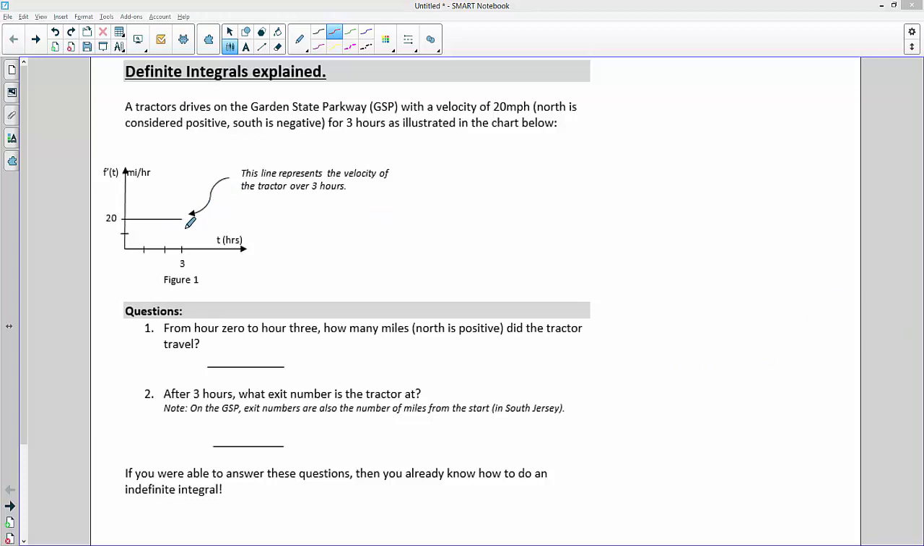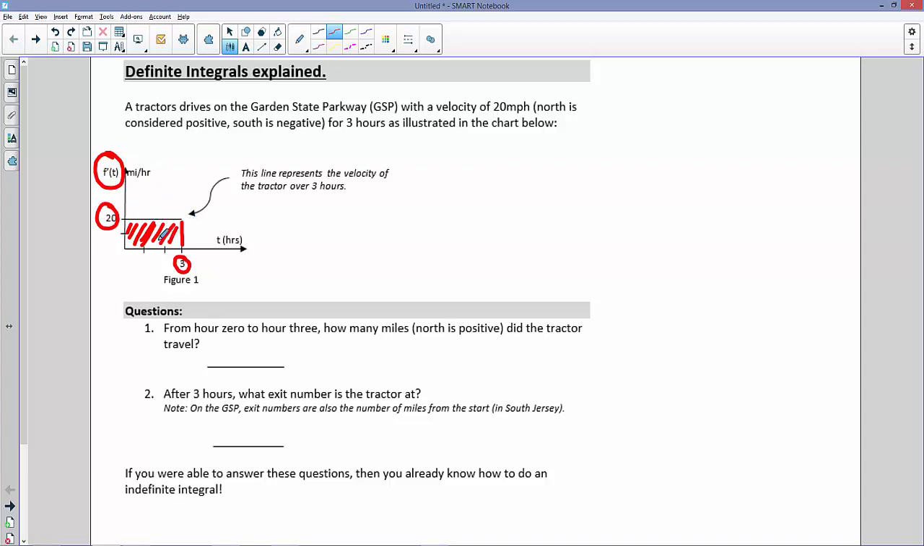Let's take a look here. We have a tractor on the Garden State Parkway with a velocity of 20 miles per hour for 3 hours. And we know already that the area under this curve, and it's not a curve per se, but in general, the area under the function is how many, in this case, miles you've traveled. It's the displacement or the change on the F graph. This is F prime, and we're talking about the F graph.